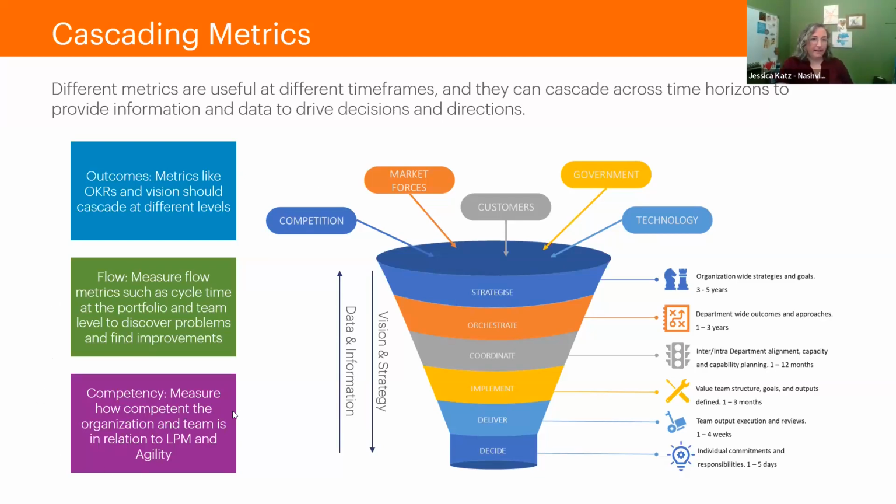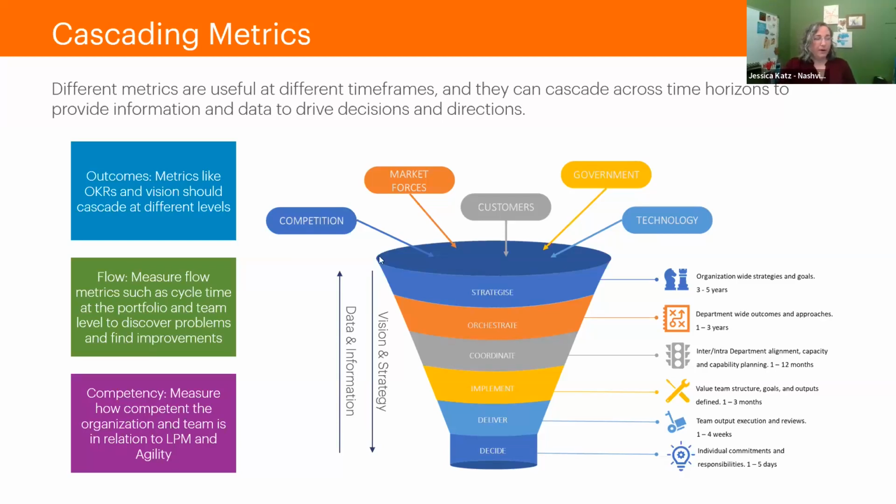And then competency. Oh, I'm so sorry, Chris. OKR stands for Objective Key Result. It is a commonly used strategic metric at the top tiers of organizations and is often cascaded down to teams. And then competency: measure how competent the organization and team is in relation to LPM and agility. So this is essentially an agility health metric or a portfolio health metric.